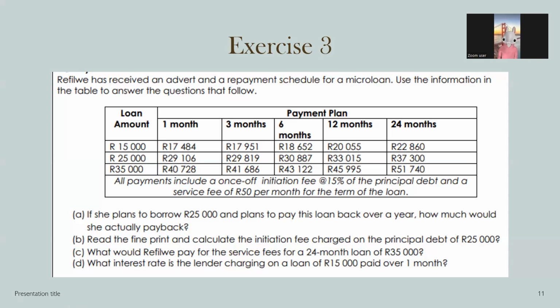So a loan amount is on the left hand side. On the left hand side, you have different types of loans. You will either get a 15,000 rand loan, or a 25,000 rand loan, or a 35,000 rand loan. And then I go to the right, I see on top this payment plan.